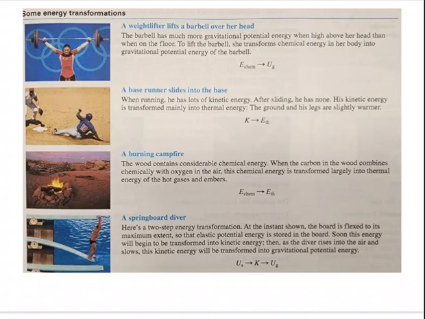Like that? Burning a campfire. So the wood here contains considerable chemical energy. When we light it on fire, the carbon in the wood combines chemically with the oxygen in the air, and the chemical energy is transformed largely into thermal energy, the hot gases and embers, and we warm up. So chemical energy in the wood transforms into thermal energy that we feel. And then it escapes into the atmosphere.